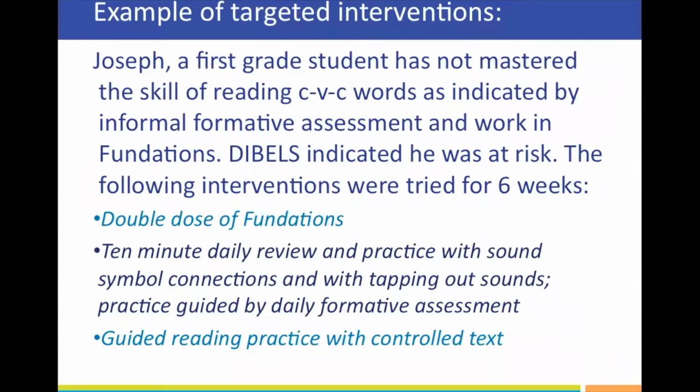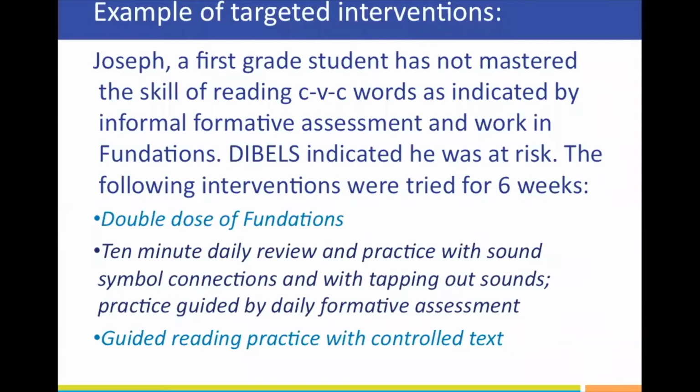Here is an example of targeted intervention. Through the use of team meetings that focus on analyzing data and identifying interventions, teachers came up with this plan. At the end of 6 weeks, progress would be monitored and the plan would be revised according to that data. So here we have Joseph, a first grade student who has not mastered the skill of reading CVC words as indicated by informal formative assessment and work in foundations. DIBELS indicated that he was at risk.